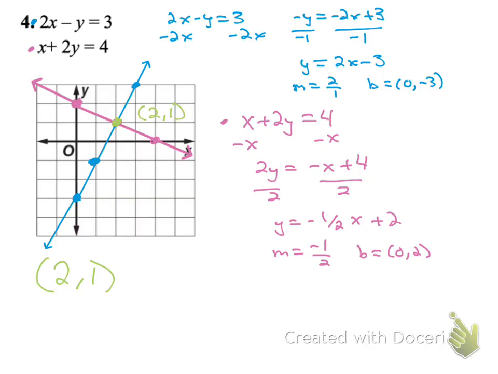It's not x equals 2, y equals 1. It's an ordered pair. My solution is 2, 1. So that would be consistent and independent.